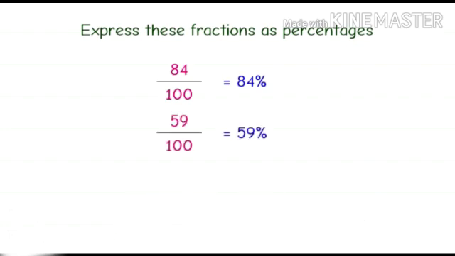Express these fractions as percentages. 84 upon 100 is equal to 84%. 59 upon 100 is equal to 59%. 71 upon 100 is equal to 71%.